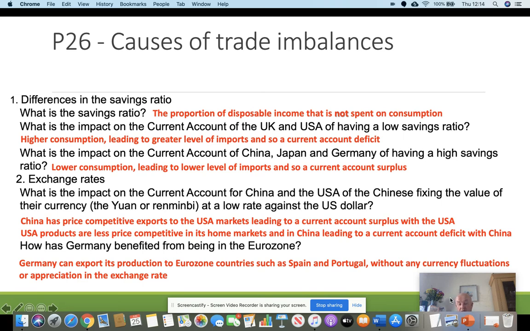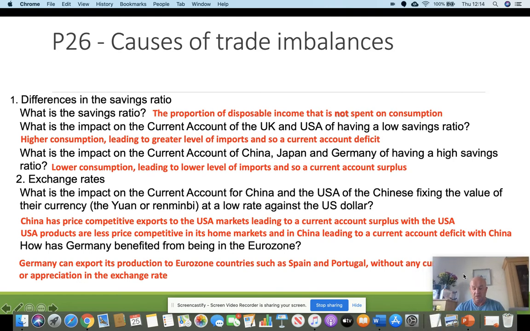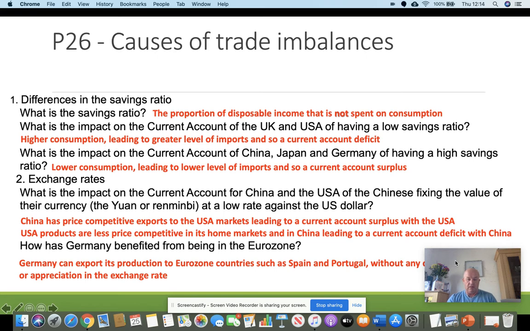It's going to be consistent. The trade is not going to change based on the value of the currency. Okay, so hopefully that all makes a reasonable amount of sense so far.